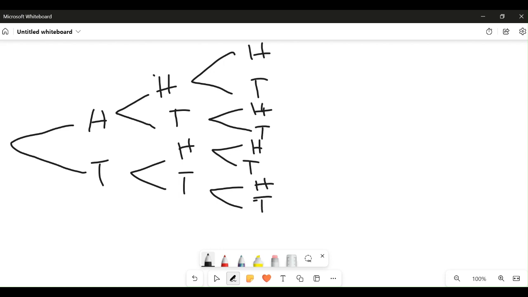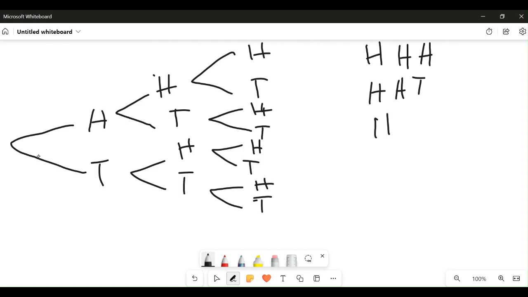Now, if you list all these possible flippings, you see that all three coins can come out as heads. You can have two of the coins coming out as heads and the last one coming out as a tail. You can have a what?